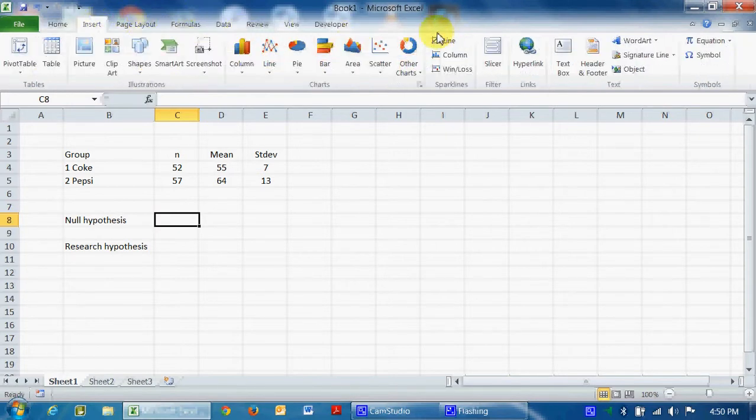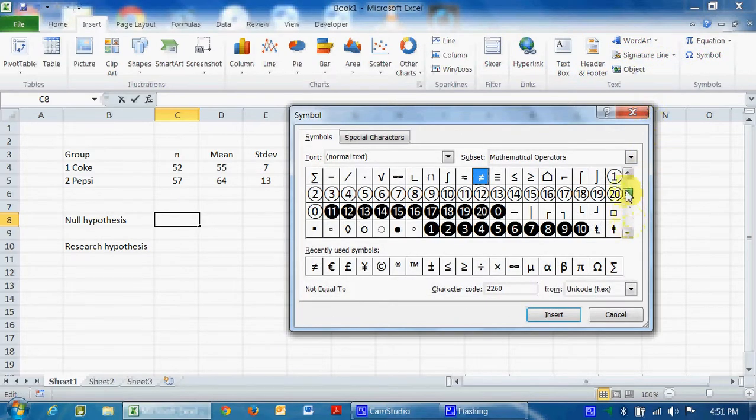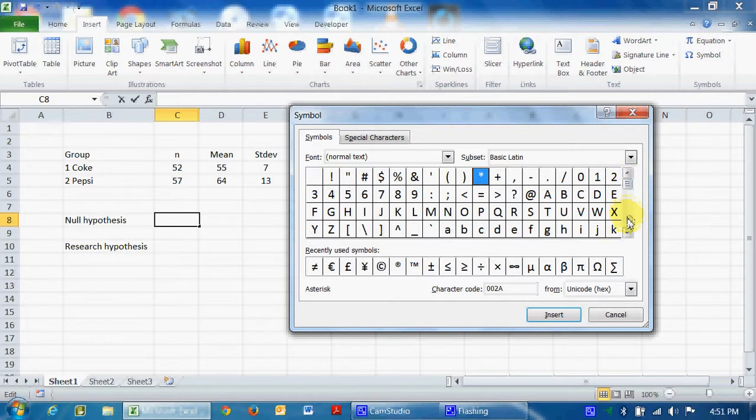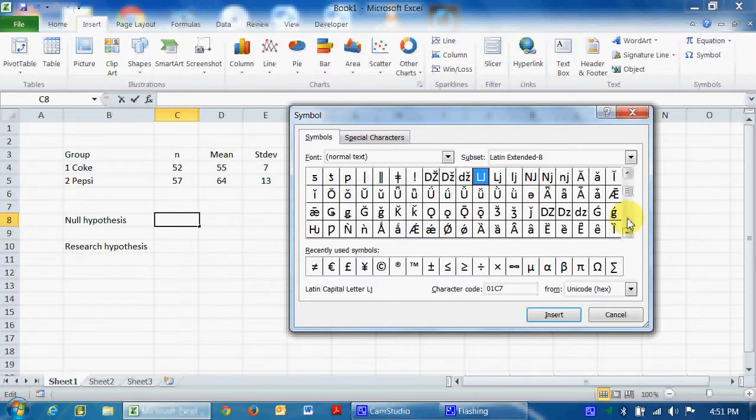To set this up, I'm going to go ahead and use the proper symbol. So I'm going to go Insert, Symbol, and I'm going to look for the symbol for mu, which looks like a U, but it's Greek. And I'm not seeing it here, but I know it's on here somewhere.